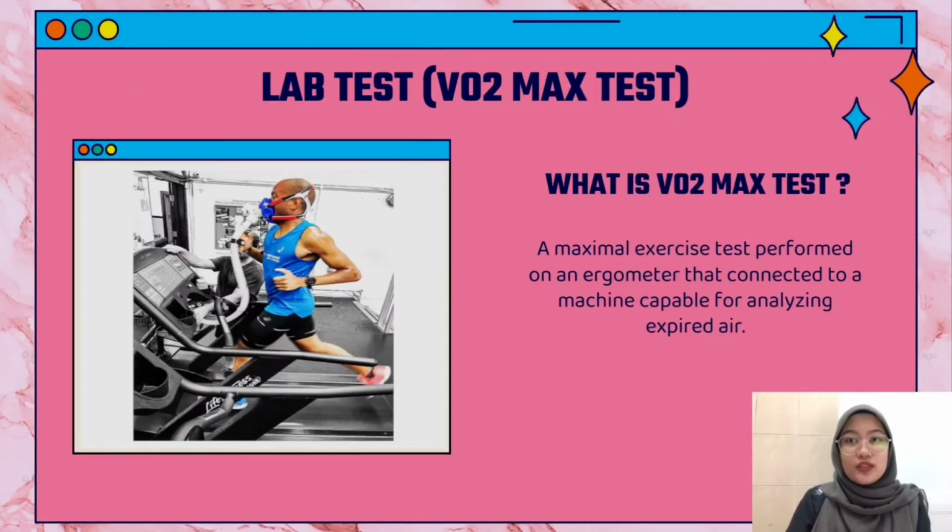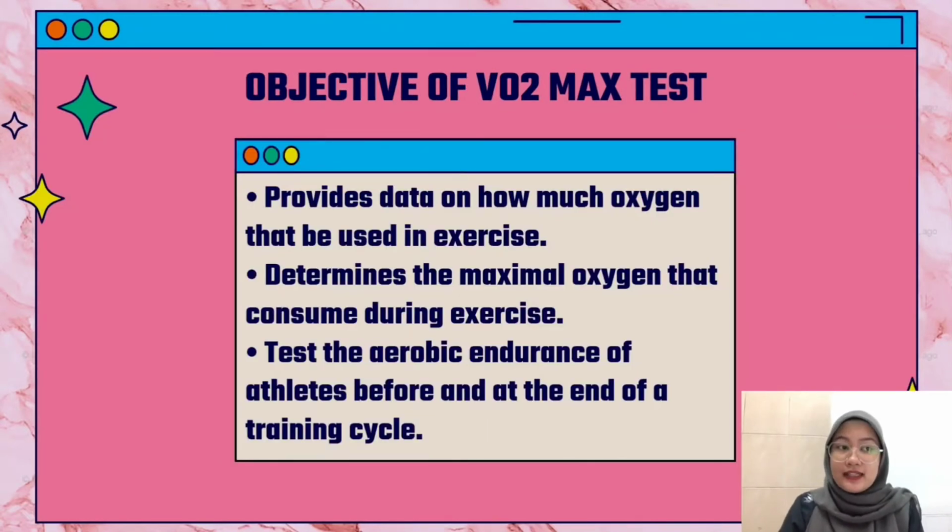To measure cardiovascular endurance for the lab test, we use the VO2 max test. So what is the VO2 max test? The VO2 max test is a maximal exercise test performed on an ergometer that is connected to a machine capable of analyzing expired air.